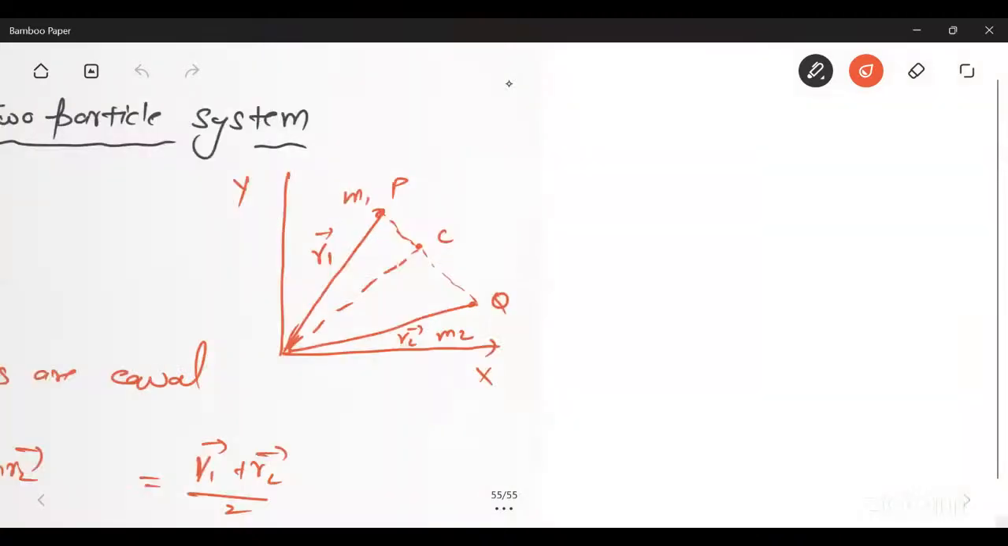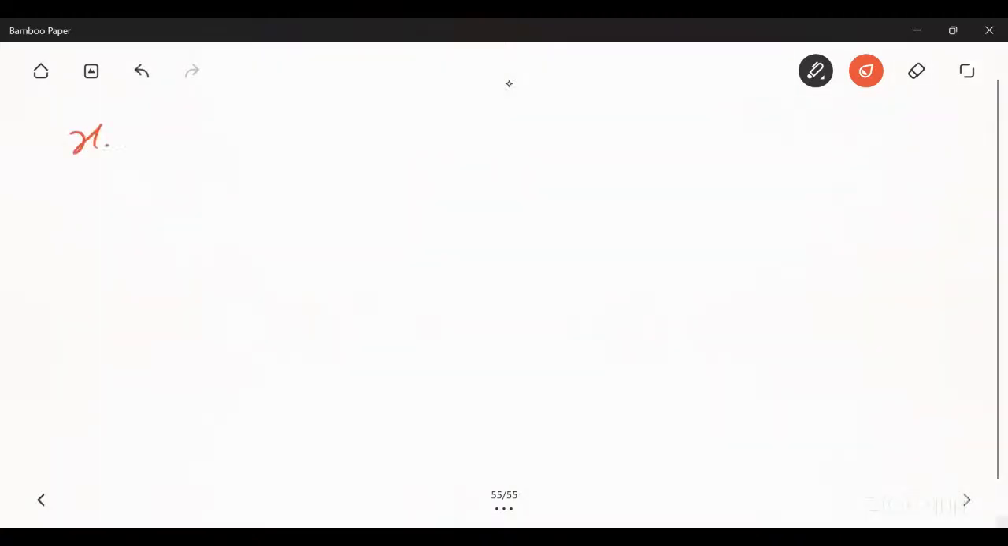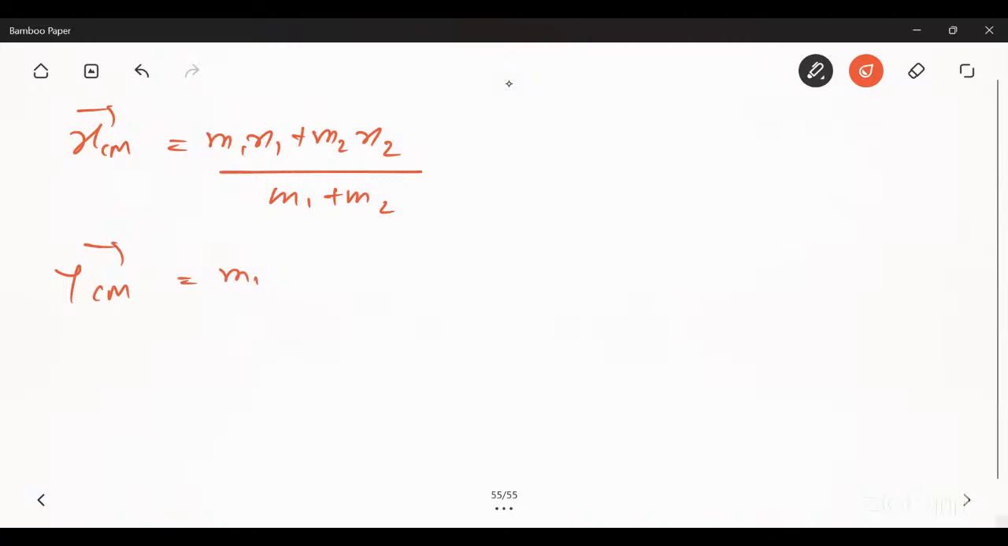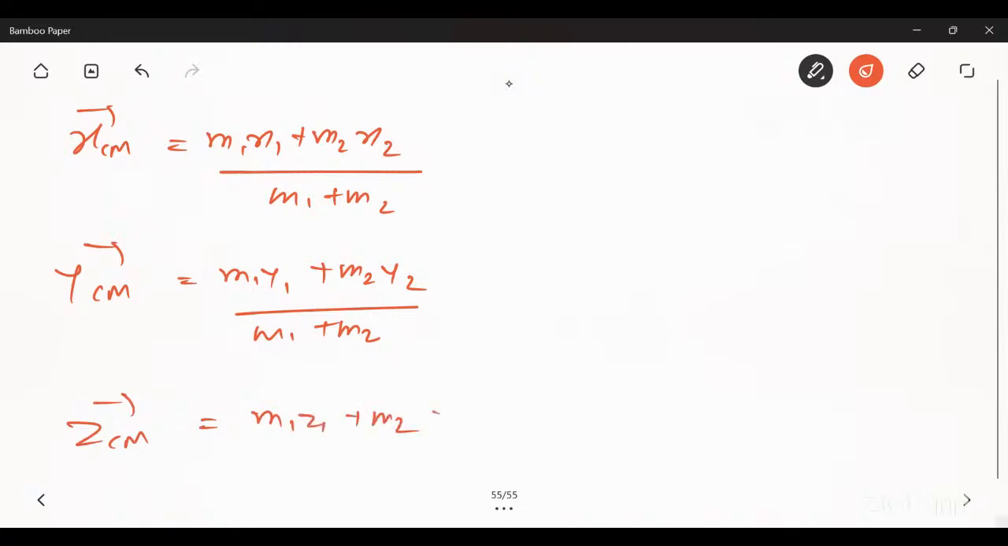Okay. Now if it comes in the coordinate axes, the value of XCM will be m1x1 plus m2x2 upon m1 plus m2. Similarly, YCM will be m1y1 plus m2y2 upon m1 plus m2. And similarly, ZCM will be m1z1 plus m2z2 upon m1 plus m2. Okay, so those are the position coordinates.